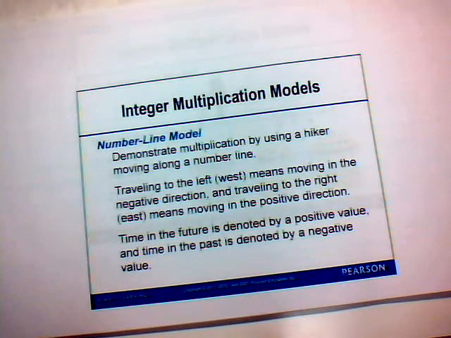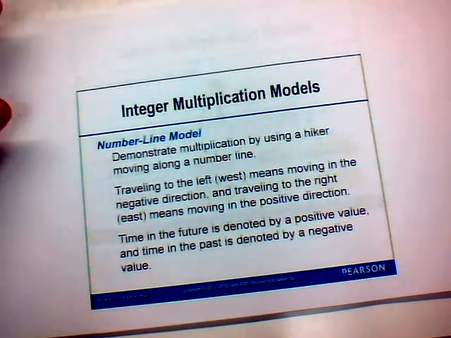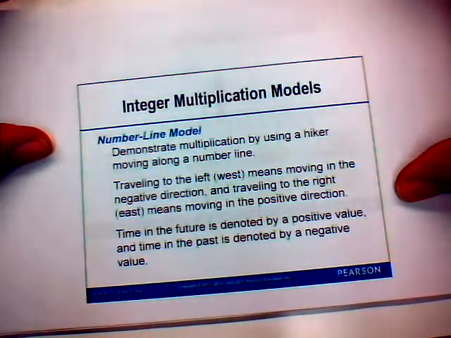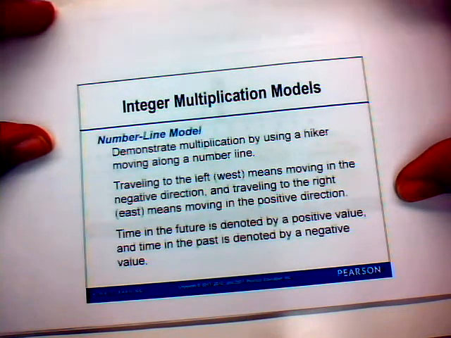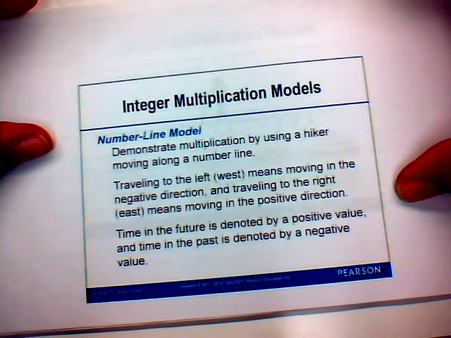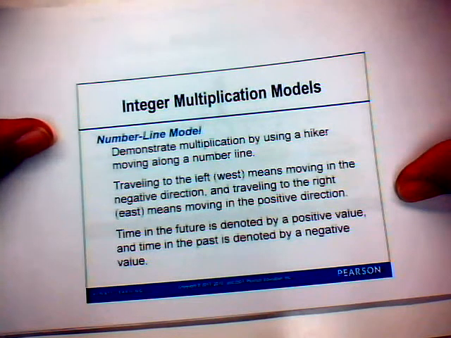The number line model is this. You're going to demonstrate multiplication by using a hiker moving along a number line. Traveling to the left or west means moving in the negative direction, and traveling to the right or east means moving in a positive direction. Time in the future is denoted by a positive value, and time in the past is denoted by a negative value.